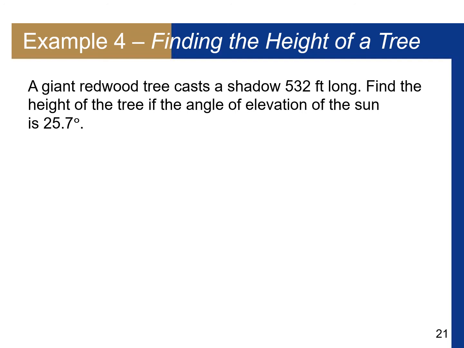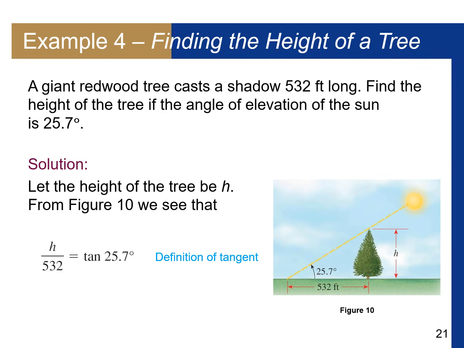So we have a giant redwood tree casting a shadow of 532 feet long. We want to find the height of the tree if the angle of elevation of the sun is 25.7 degrees. So we have degrees here in this example. Here's what it would look like. It's always good to draw your picture. We're looking at the sun. The angle of the sun hitting the ground, the angle of elevation, would be 25.7.